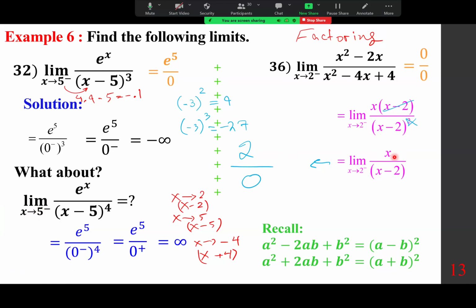But the bottom that becomes 0, when you divide a number by 0, it's either infinity or negative infinity. You need to figure it out. So now 2 from the left, we are going to go with 1.9. Even you can go with 1 if you want to show that. If we go with 1.9 minus 2, we get negative 0.1, which results in 2 over 0 from the left. And that is negative infinity. That's the final answer.